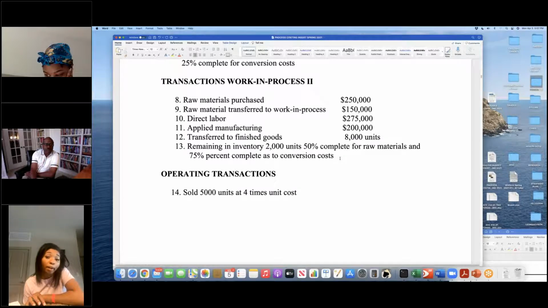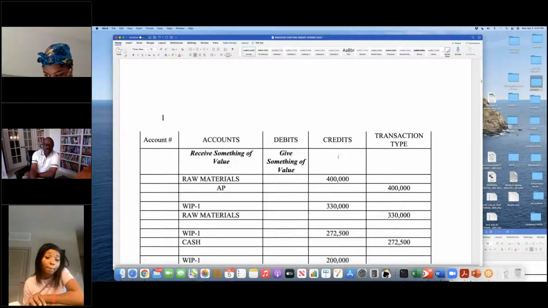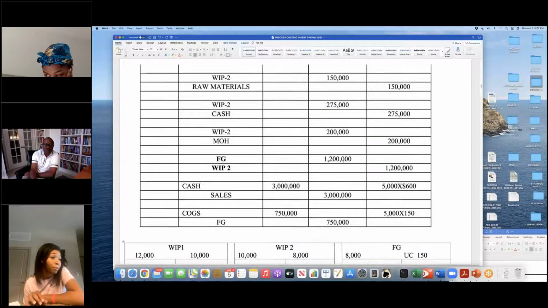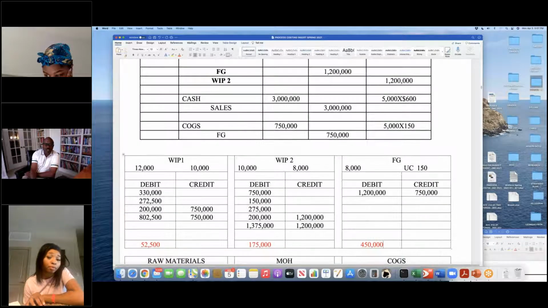I'm just trying to make sure. 5,000 units, right? What was our unit cost you said you had? 150. So what's 5,000 times 150? I got that part, but I want to know, how did we get the 750? I know how we got the sales. What's 5,000 times 150? 750,000. Oh, okay.